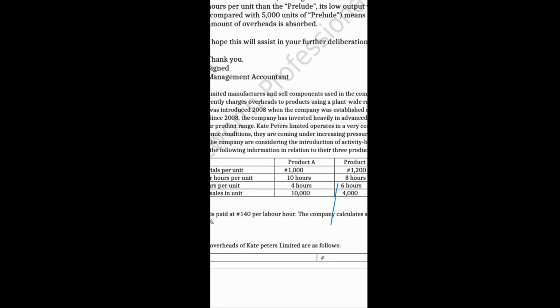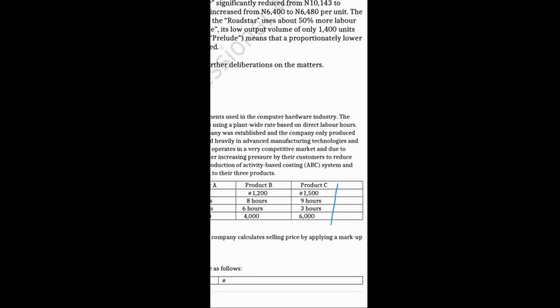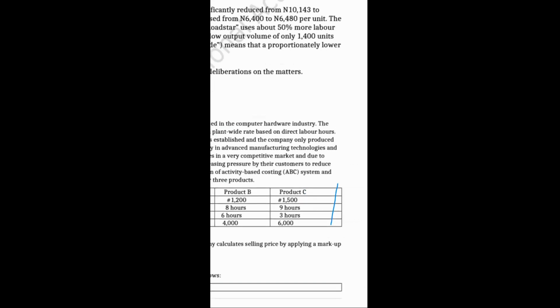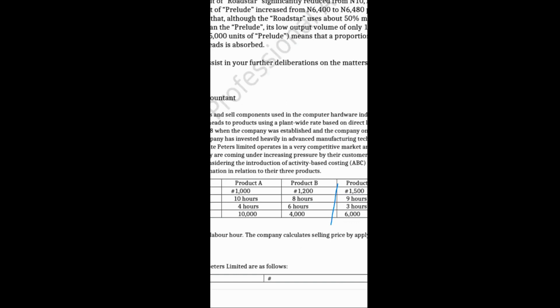We are using the traditional absorption method. The examiner says, using a plant-wide rate based on what? Direct labor hour. So we need to calculate the overhead absorption rate per labor hour. Please put it there. Calculate working one.